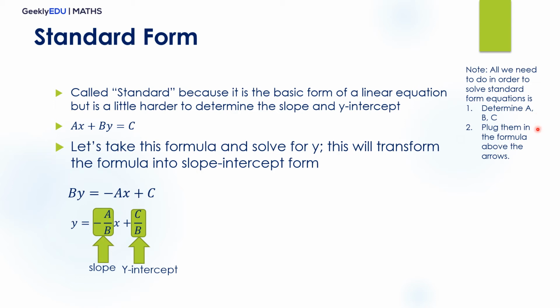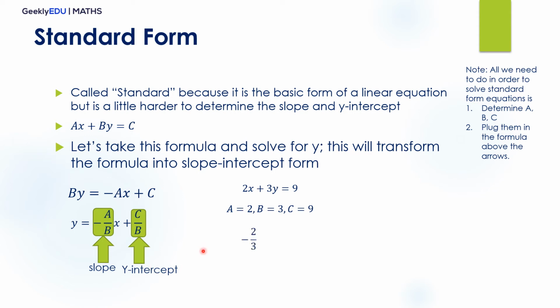And then two, we have to plug them into the formula above the arrows in these two rectangular boxes right here. That's it. So for example, let's say we're given 2x plus 3y equals 9. Well, first, what's a, b, and c? So we're going to compare this to this. And when we do that, we end up getting my a is 2, my b is 3, and my c is 9.